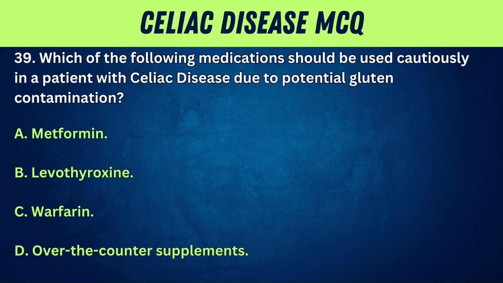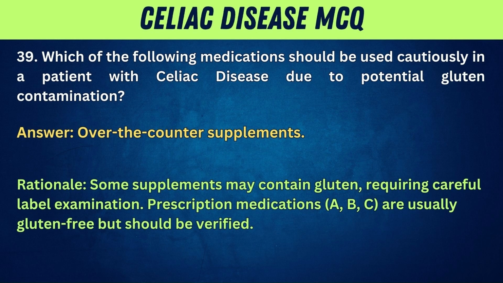39. Which of the following medications should be used cautiously in a patient with celiac disease due to potential gluten contamination? A. Metformin. B. Levothyroxine. C. Warfarin. D. Over-the-counter supplements. Answer: over-the-counter supplements. Rationale: some supplements may contain gluten, requiring careful label examination. Prescription medications, A, B, C, are usually gluten-free but should be verified.